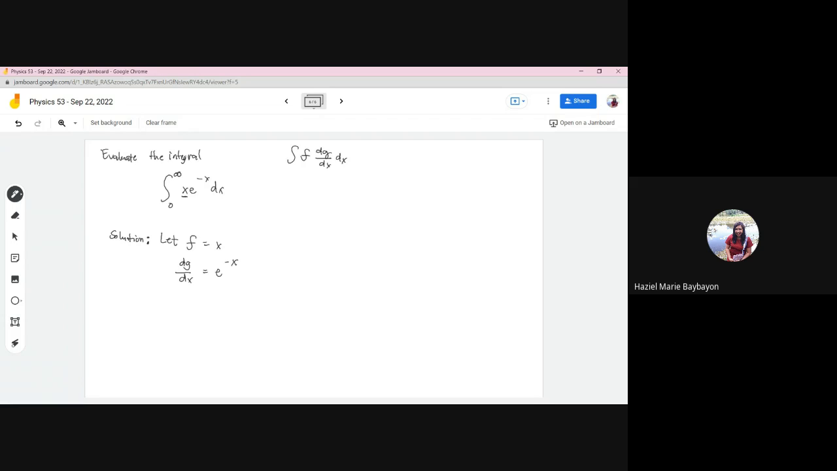Okay? So, if you have dg over dx, then you can get the value of your function g. Pila man g ani class. So, ang ito siya pagkuha, you just have to integrate both sides. So, in order to get g, you have dg equals e to the minus x dx. Okay, so integrate both sides. Sakto ba? Integrate both sides, no?